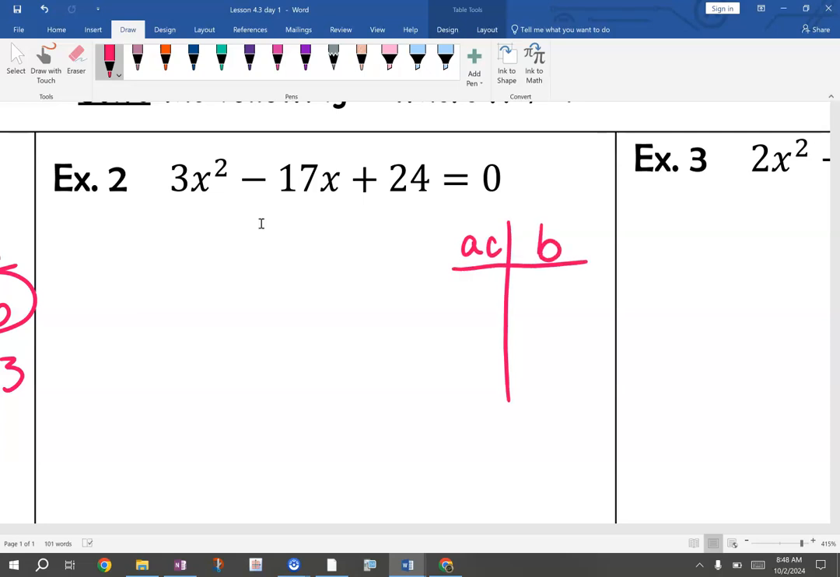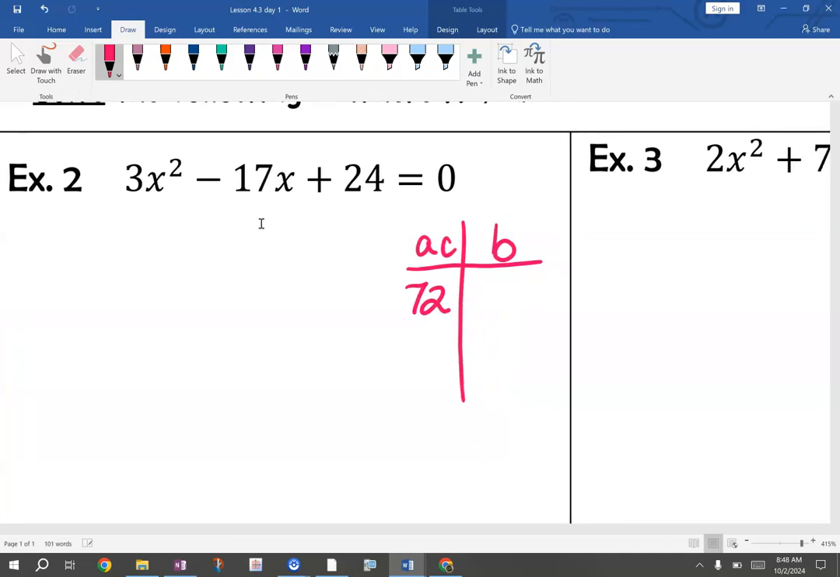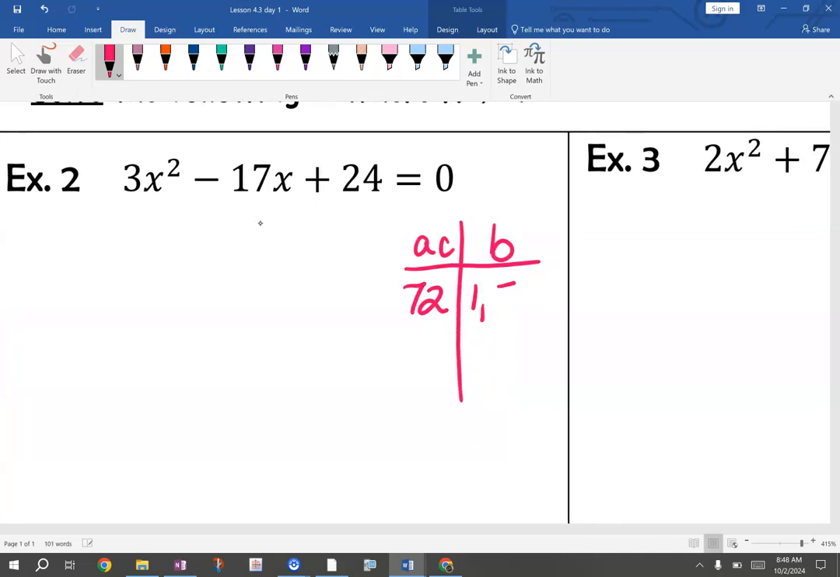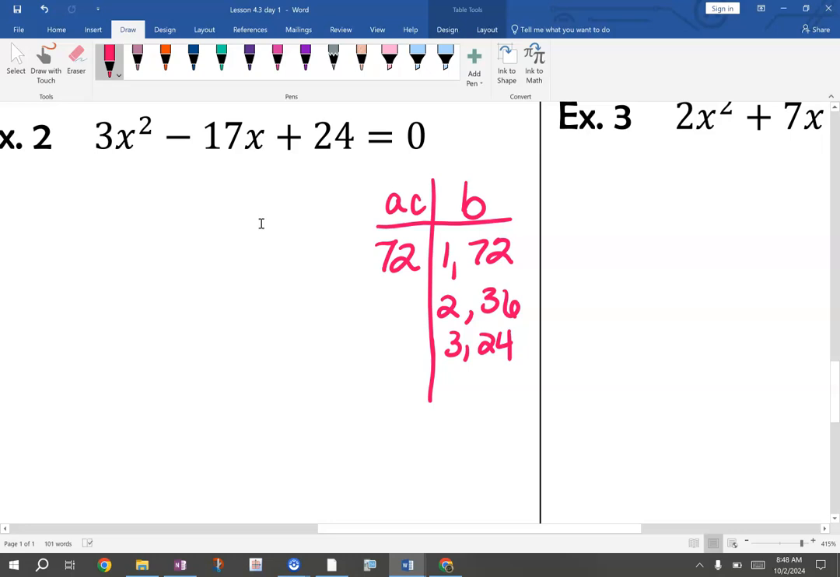A times C, what is it? 72. This one's going to have several options. Always start with 1 in itself. Then keep going up. Does 2 go into 72? Yep, leaves you with 36. Does 3 go into 72? Obviously, because that's what we multiplied to get it. Does 4 go into 72? Should. 4 and 18.